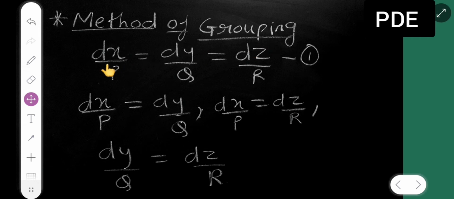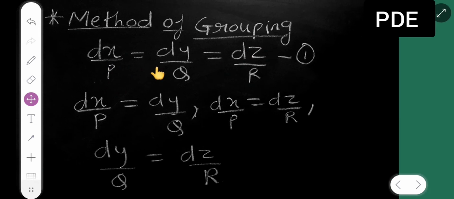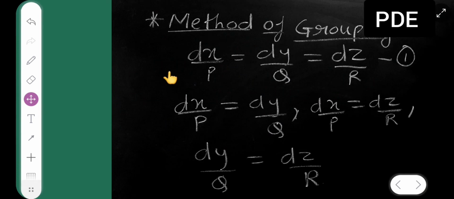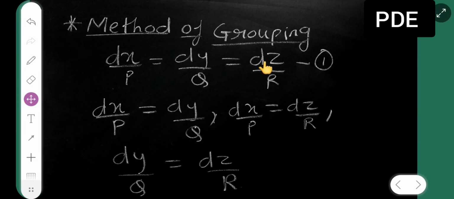Method of grouping: if it is in the form dx upon P is equal to dy upon Q is equal to dz upon R, take this as 1. Now what you all have to do is solve any two of these.